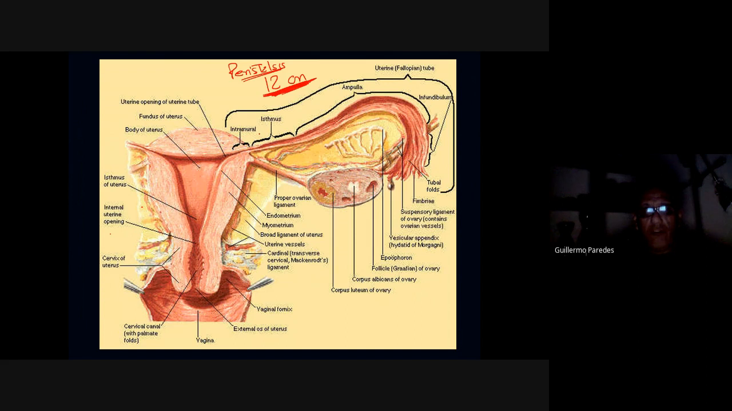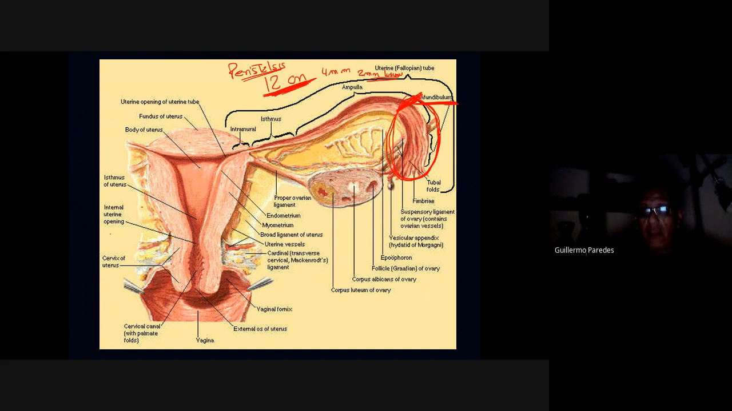All right, so let's talk about the divisions of the fallopian tube. Number one is the infundibulum. All of this is the infundibulum. Then we have the ampulla. By the way, the fallopian tube measures about 4 millimeters in diameter and 2 millimeters of lumen. That is plenty of space for the ovum to travel through. The ovum is about 0.1 millimeters, so very tiny.